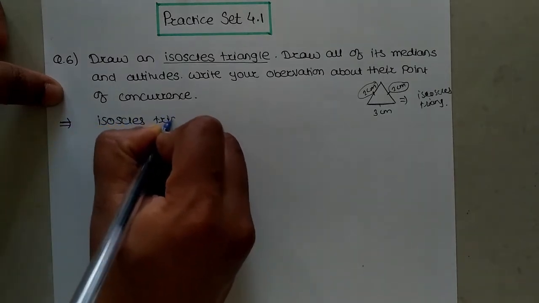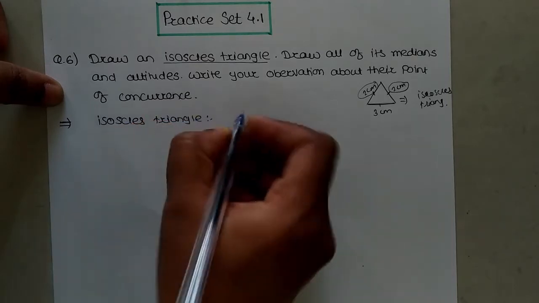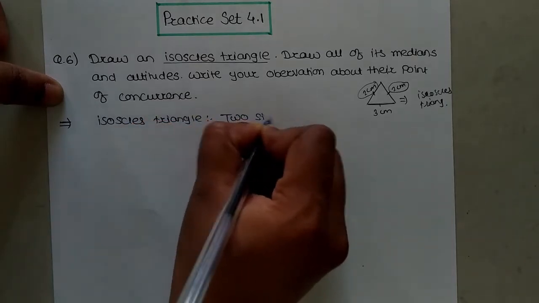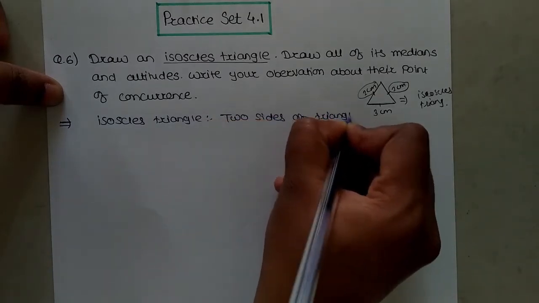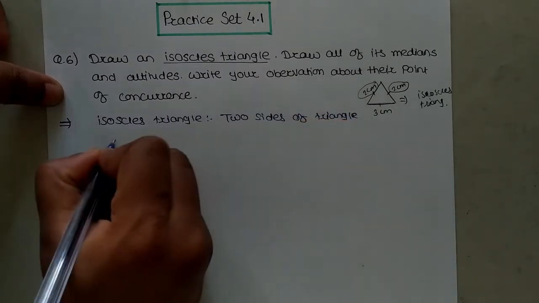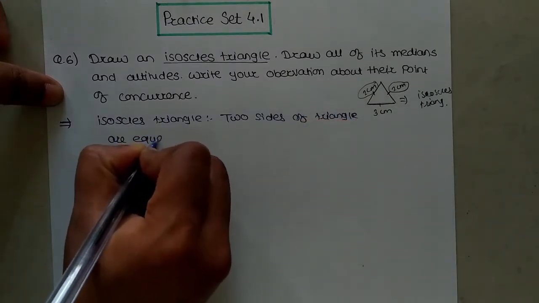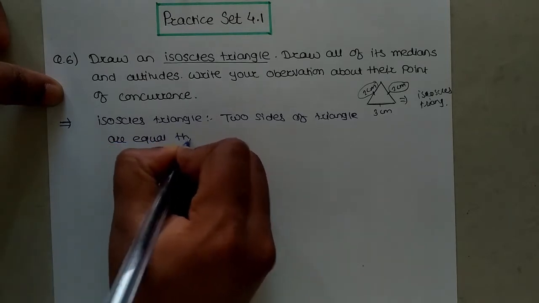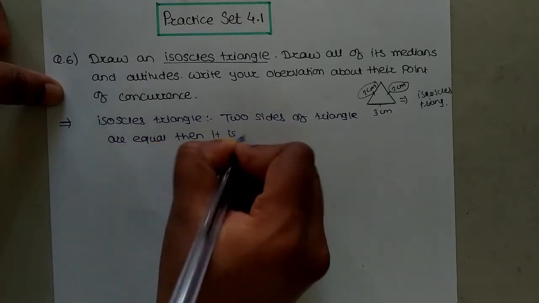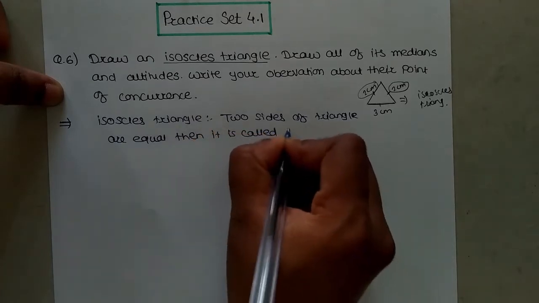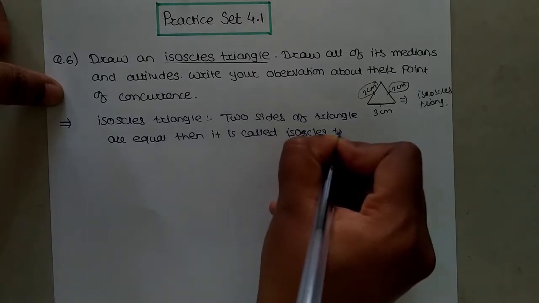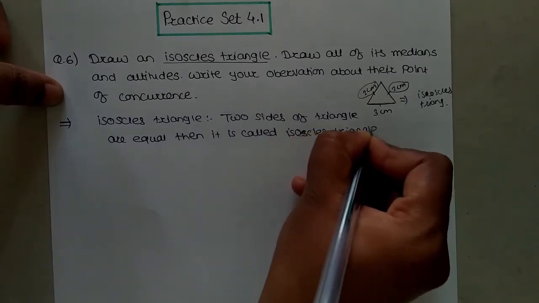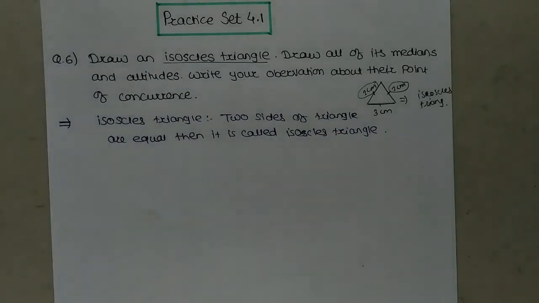Isosceles triangle: if two sides of a triangle are equal, then it is called an isosceles triangle. Okay, two sides are equal, then call it an isosceles triangle.